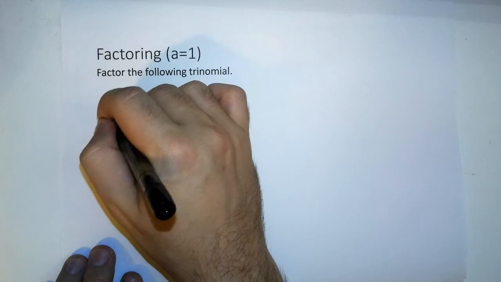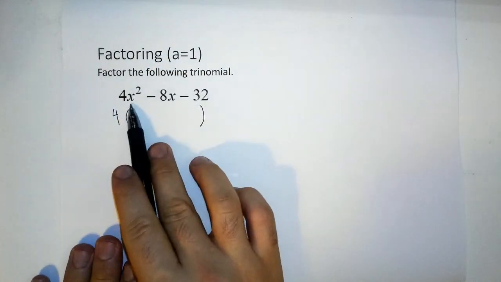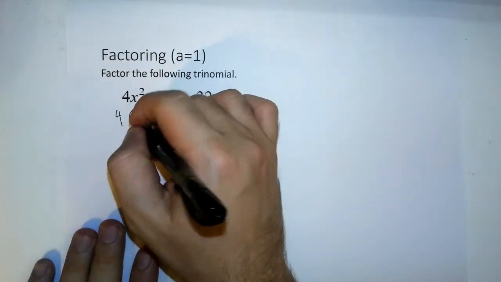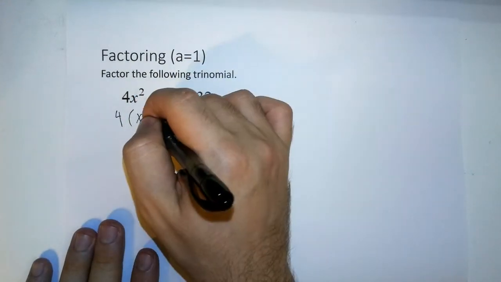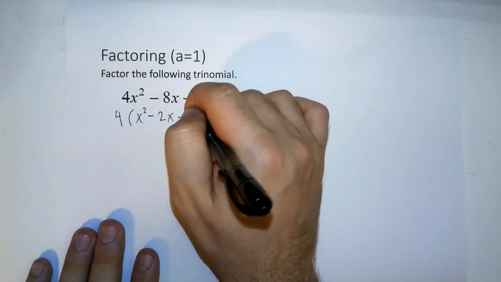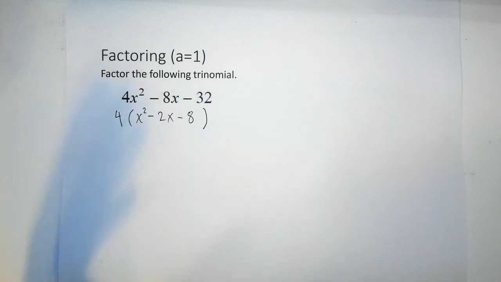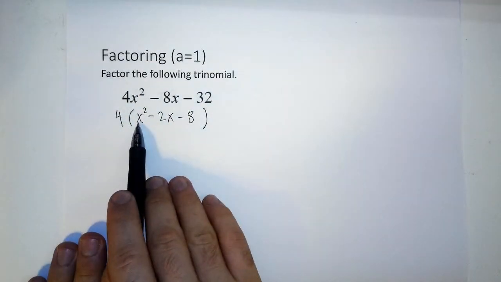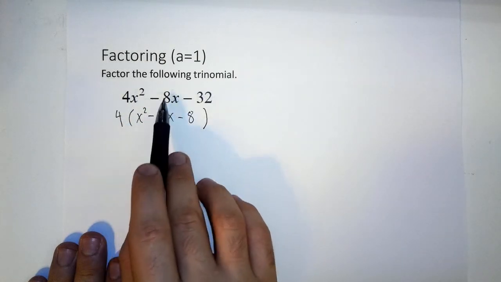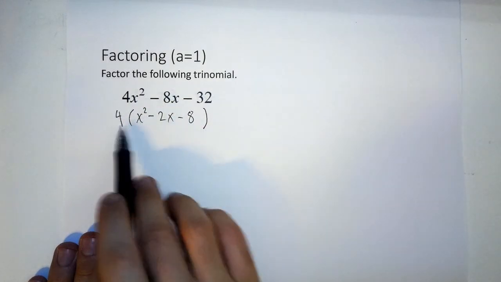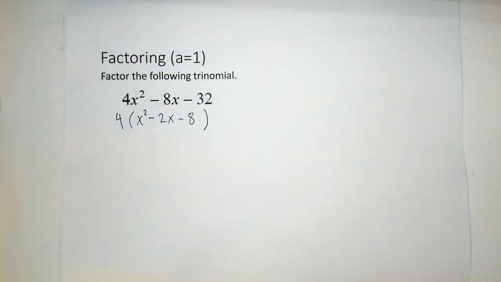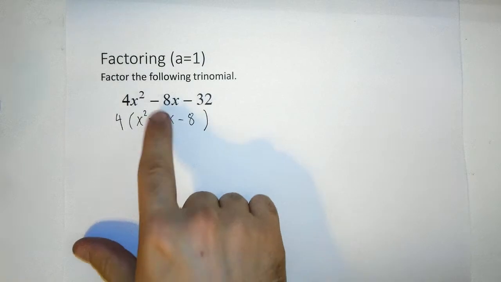Okay, so I'm going to factor out a 4 from here, which means everything else has to give up a 4 in terms of multiplication. So this is going to be x squared minus 2x minus 8. Now, how does that work? If you notice 4 times x squared, well, that brings me back to 4x squared. 4 times negative 2x brings me back to negative 8x. And 4 times negative 8 brings me back to negative 32. So we can distribute this to get back to where we came from.